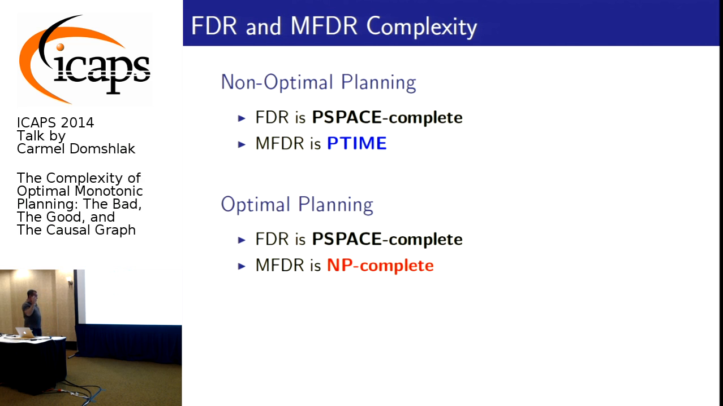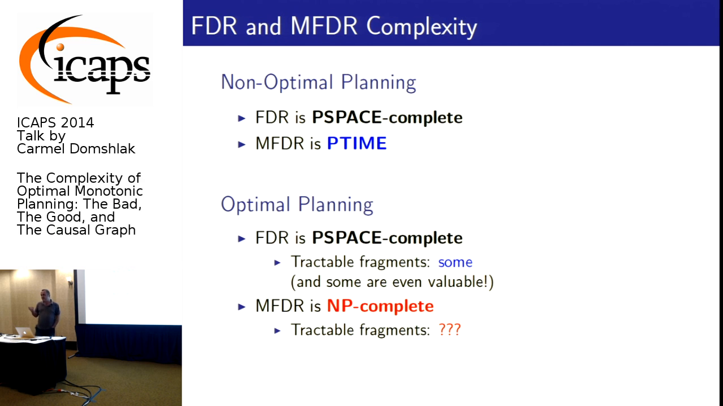You can solve FDR optimal planning in PSPACE. And for MFDR, the problem is not polynomial time any longer, it is NP-complete. In fact, it's actually quite a nasty NP-complete problem in terms of our ability to approximate.